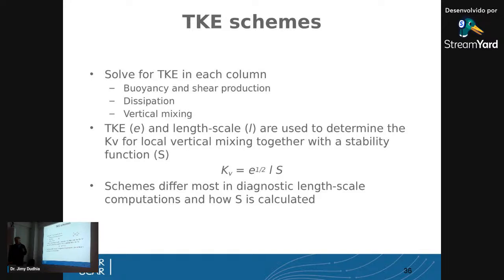So we also have TKE schemes, turbulent kinetic energy schemes, where you solve for turbulent kinetic energy in each column. The source terms are buoyancy and shear. There's also dissipation and vertical mixing of TKE. And TKE, which we call E usually, and a length scale are used to determine the K coefficient for local vertical diffusion. So these schemes are more for local vertical mixing. And you also need the stability to determine this K. So the more turbulent kinetic energy you have, the stronger this mixing is. And that's the idea. Buoyancy and shear produce this turbulent kinetic energy. Schemes differ most in the diagnostic length scale computations and how S is calculated.